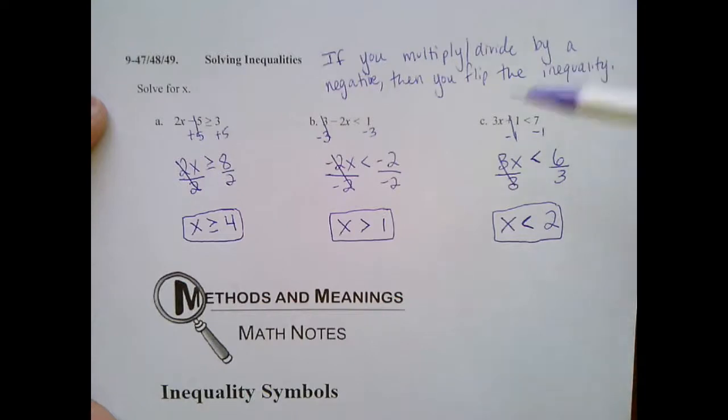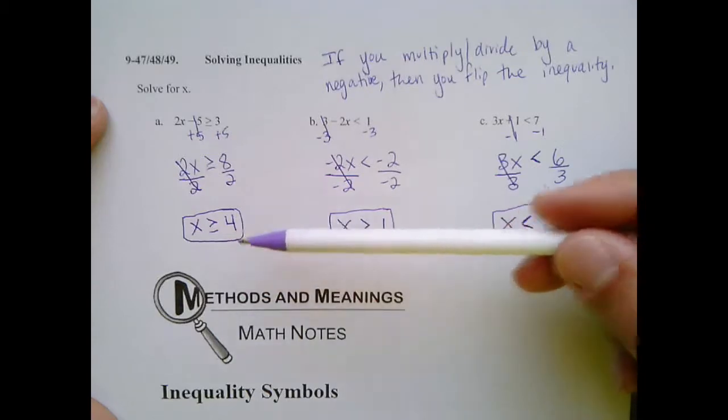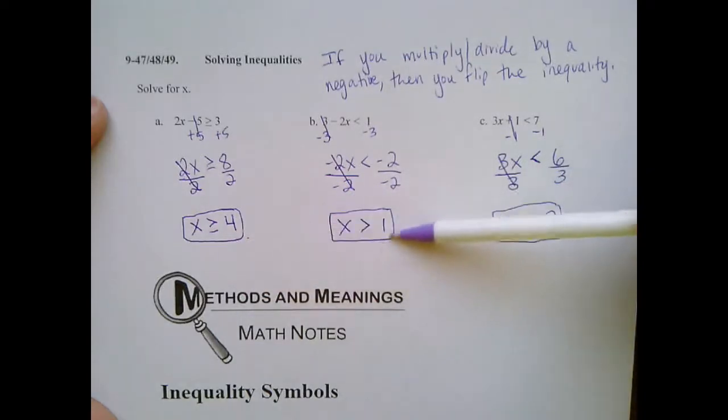Well, it would have to be this, right? When you're saying x is greater than or equal to 4, that means 4 is included. It's a possibility to be inside the answer. Where here, if you have x is greater than 1, that means that 1 is not included because x cannot be equal to 1. And then here, 2 cannot be included because x can't be equal to 2.